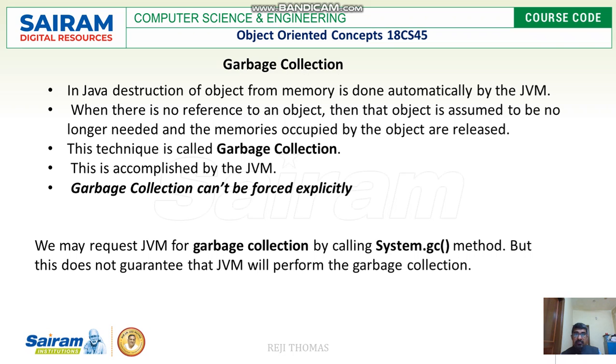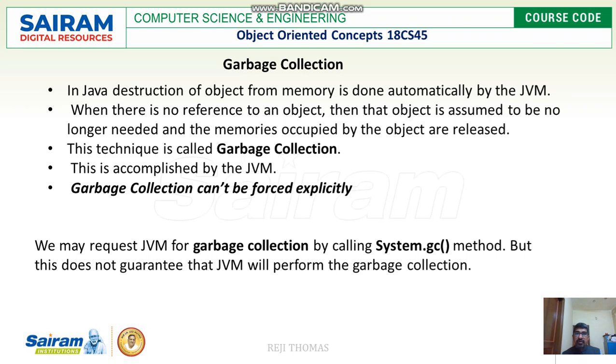Why? Because we have nothing called dynamic memory allocation. Everything will be taken care of by your JVM automatically. Whenever there is no reference to an object, or the moment your JVM finds that the user has created three objects, out of which two objects are not used by the system anymore, your JVM is going to deallocate the space.